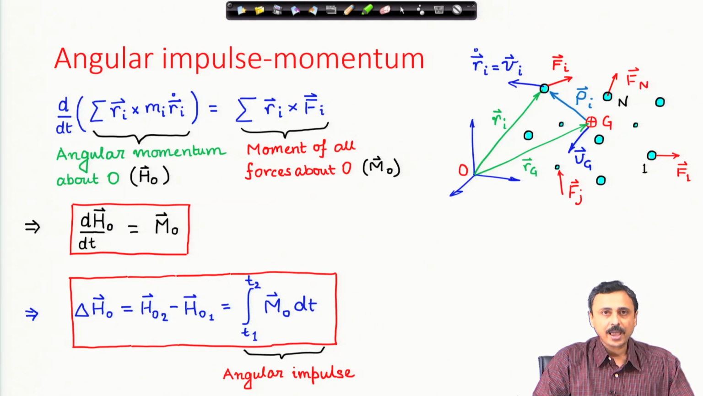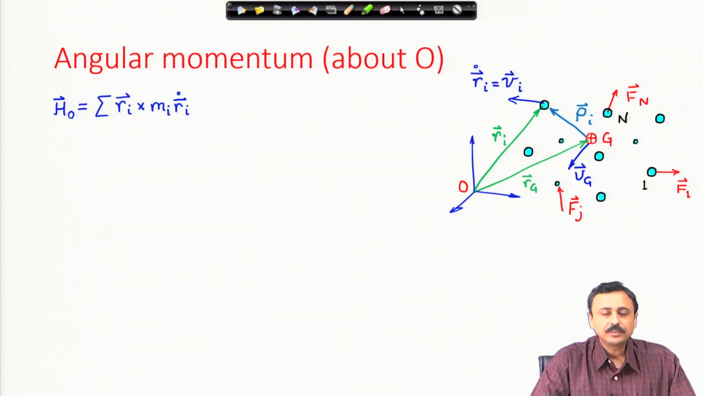The change of angular momentum, if I look at two time instants t1 and t2, is equal to the impulse of the moment of all forces over this time interval. The integral of moment over time is known as the angular impulse. So, this is the angular impulse momentum relation. If the net moment about O is 0, then the angular momentum will be conserved.